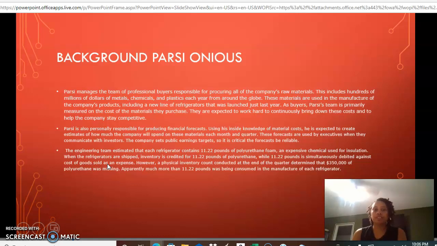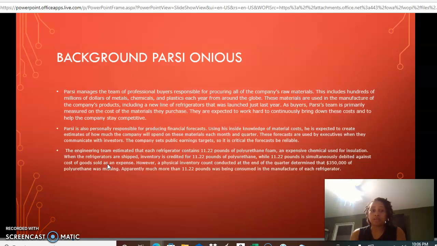So, some background information on Parsi Anias. Parsi manages a team of professional buyers responsible for procuring all of the company's raw materials. These materials include metals, chemicals, plastics from around the globe that cost millions of dollars. These materials are then used to manufacture the company's products, including a new line of refrigerators that they launched last year. Parsi's team is primarily measured on the cost of materials that they purchase. So they're expected to continuously source out products to bring down their costs when purchasing these materials.